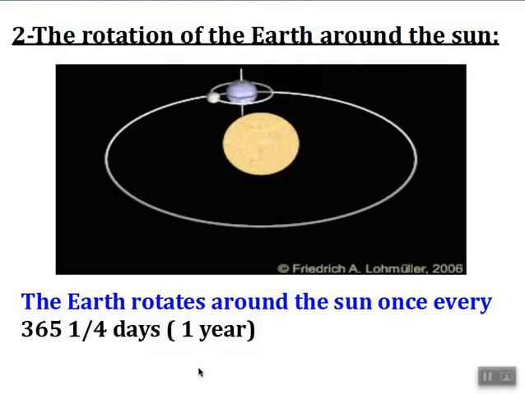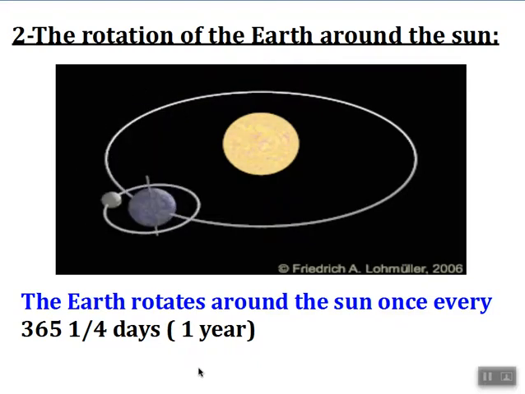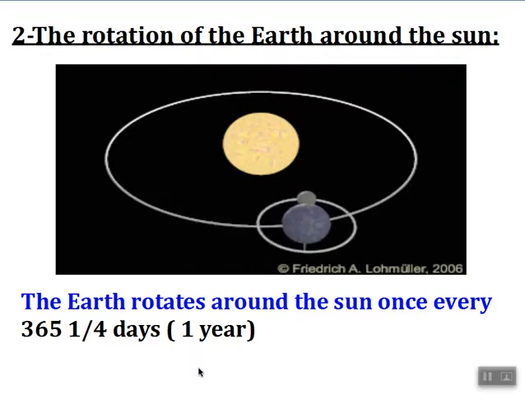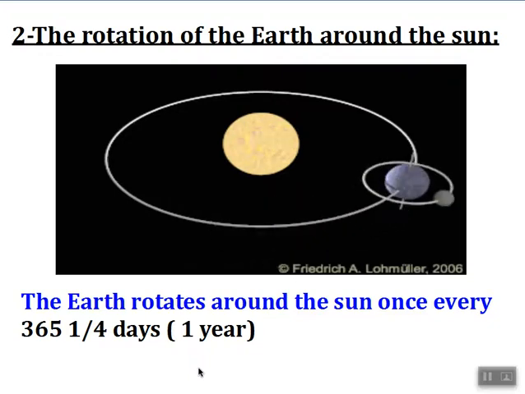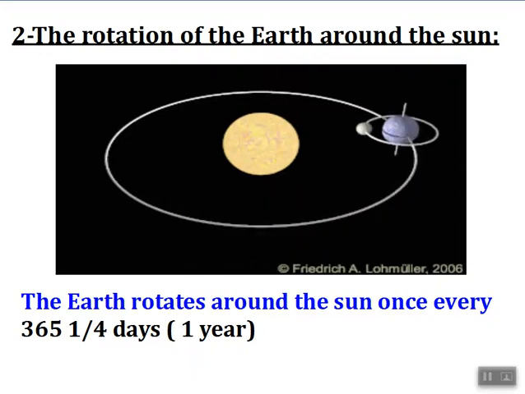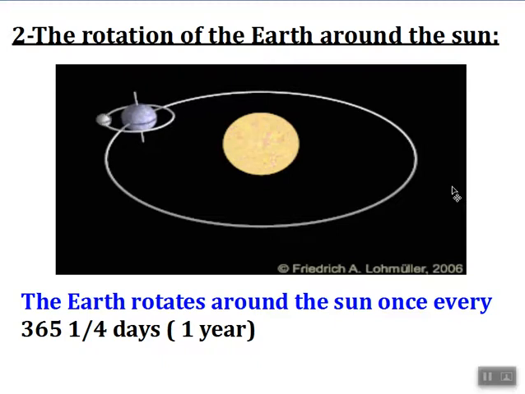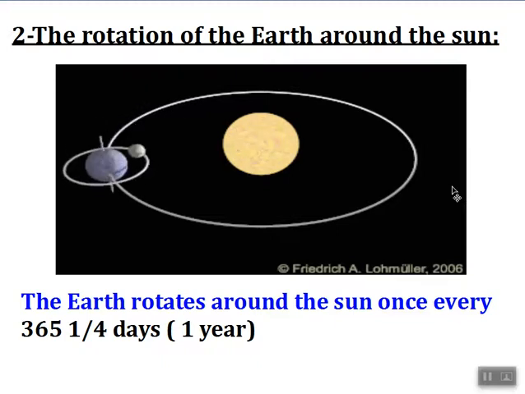The second kind of rotation of the earth we are going to talk about now is a longer rotation, or a bigger rotation. It's the rotation of the earth around the sun. Do you remember how long it takes for the earth to complete one rotation around itself? Yes, one day, only 24 hours.